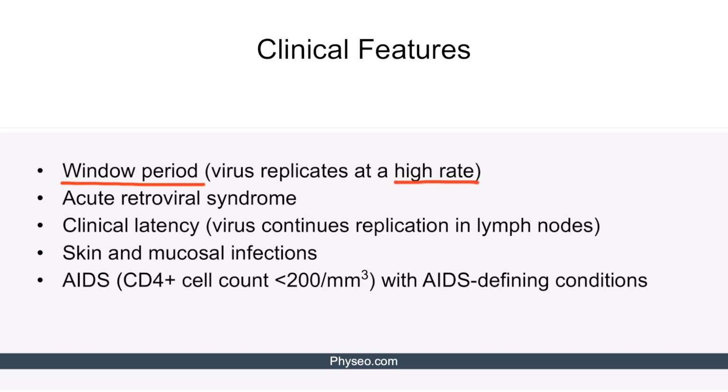After the window period, the patient experiences an acute retroviral syndrome characterized by mononucleosis-like symptoms such as fever, chills, fatigue, generalized lymphadenopathy, hepatosplenomegaly, and pharyngitis.